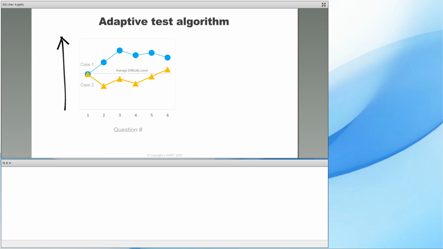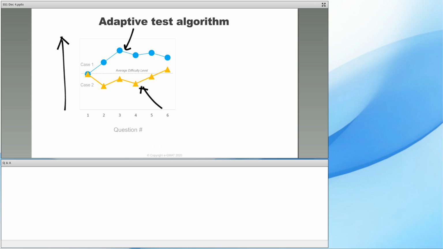We have two cases, case 1 and case 2. Case 1 is this blue line, and case 2 is the bottom line, which is orangish-greenish in color. I'm colorblind, so I always mess up colors, but it's in the red-green segment. This is case 1, and this is case 2.